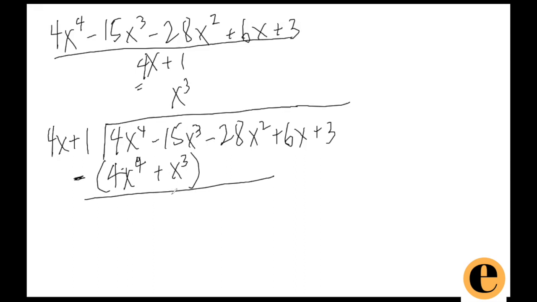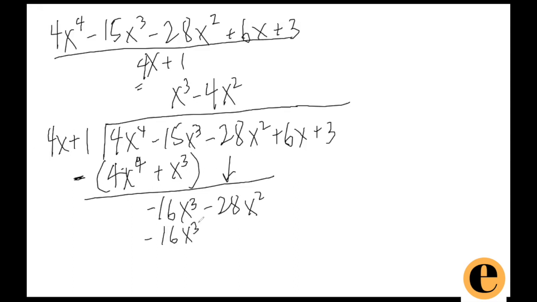15 minus 1, negative 16x cubed. Baba natin to, minus 28x squared. Negative 16x cubed divided by 4x, that's equal to minus 4x squared. Okay? Negative 4x squared times 4x, that's negative 16x cubed. Times 1 lang, so minus 4x squared. Again, subtract dito. Cancel lang. This one would become negative 24x squared.